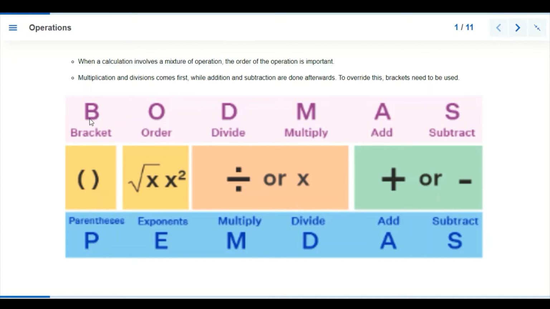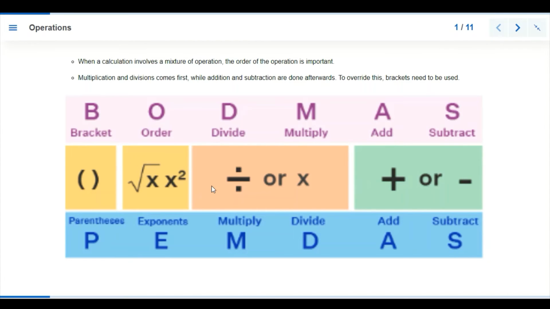So we have here this is bracket. These are the orders that we have to follow, some rules that we have to follow whenever we are given any problem in mathematics to solve. So this is brackets and this is denoted as this. This is order, that is the arrangement. This is division, with the sign for division, multiplication, addition, and subtraction.